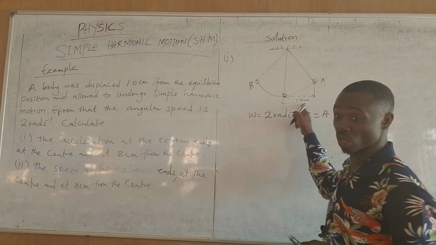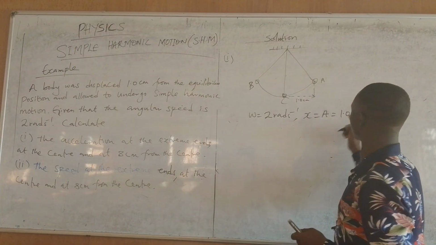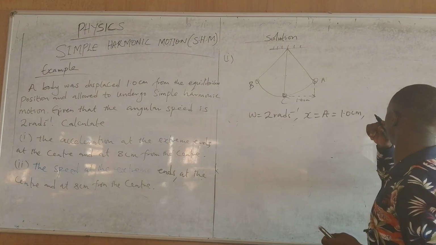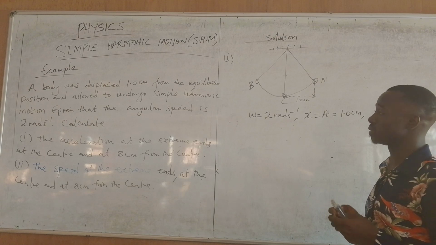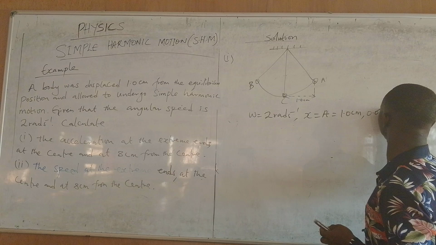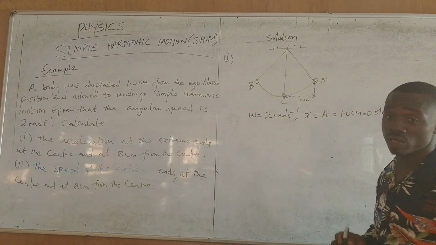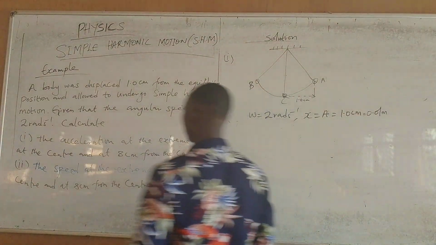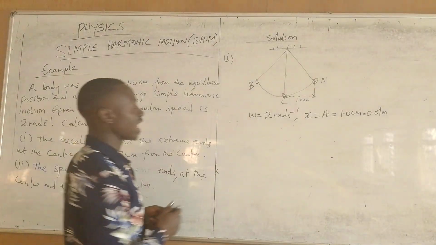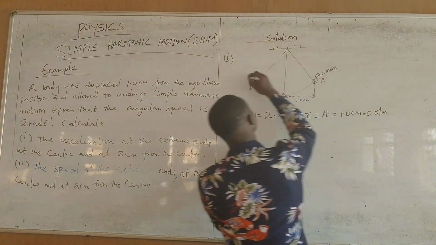So our x is equal to A. This displacement is not an ordinary displacement. That's our maximum displacement. But it is in centimeters, so please convert to meters. So 1.0 centimeter divided by 100 is equal to 0.01 meter. So that's our amplitude. Please don't forget. Now the question is to calculate the acceleration at the extreme ends. And at the extreme end, acceleration is maximum.